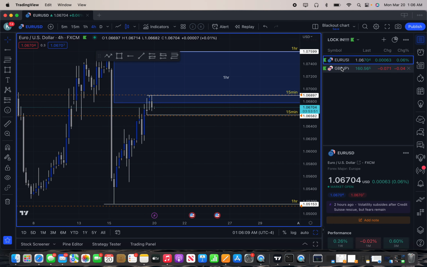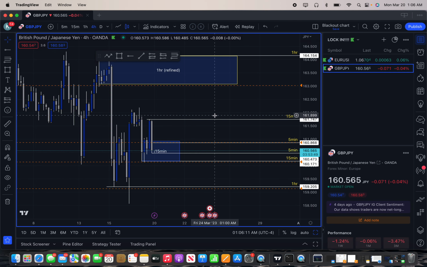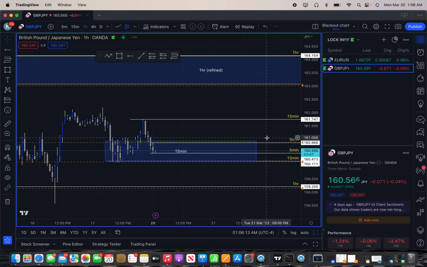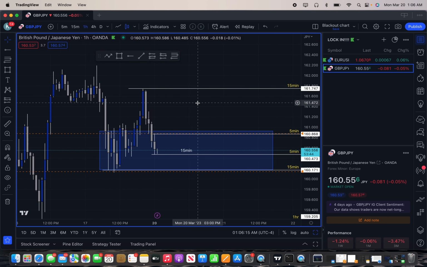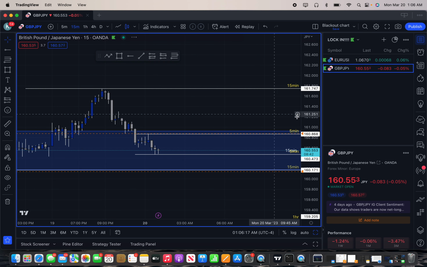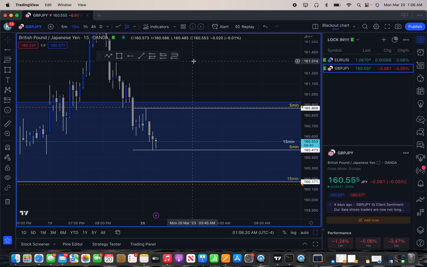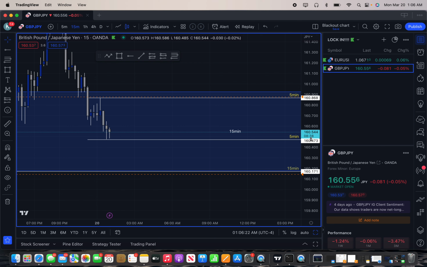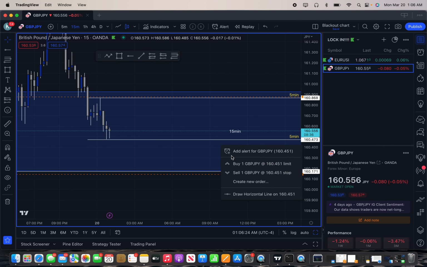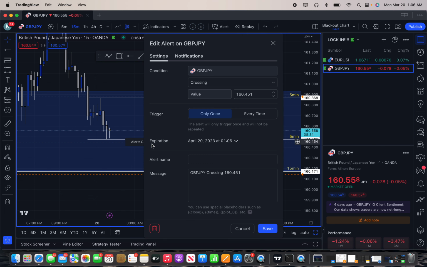So yeah, this is literally how I keep it simple for myself, and it gives me more time and the ability to really focus on my mindset and making sure I'm in the right state of mind when approaching the market and looking to trade.